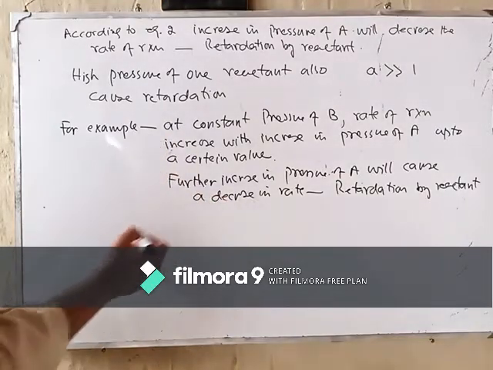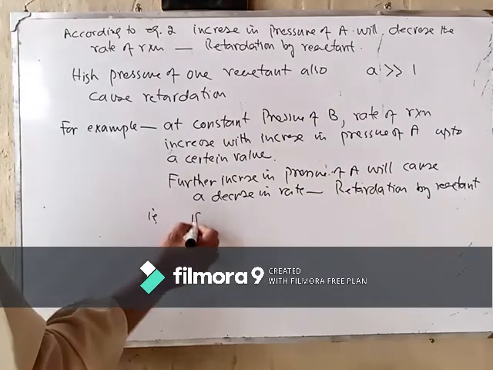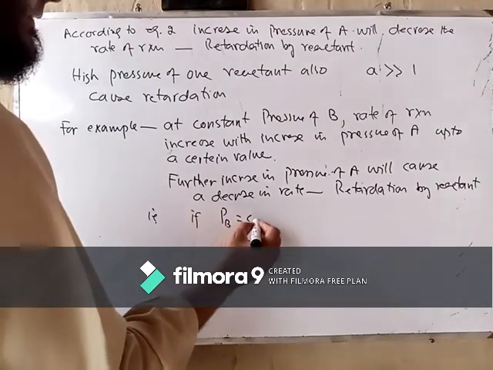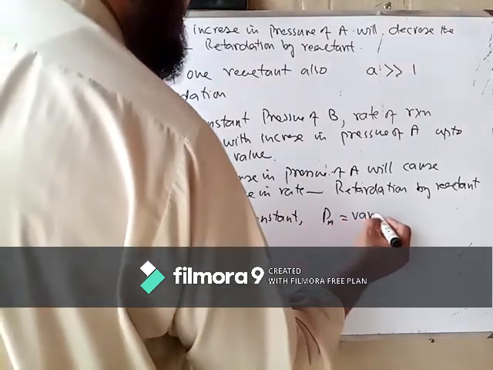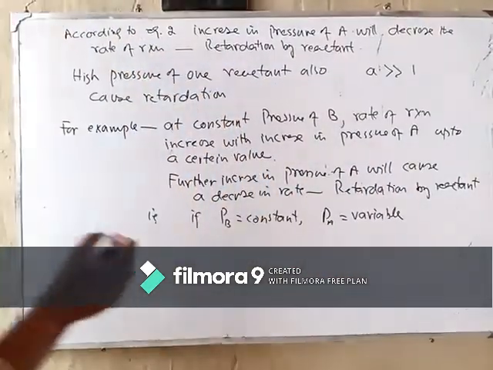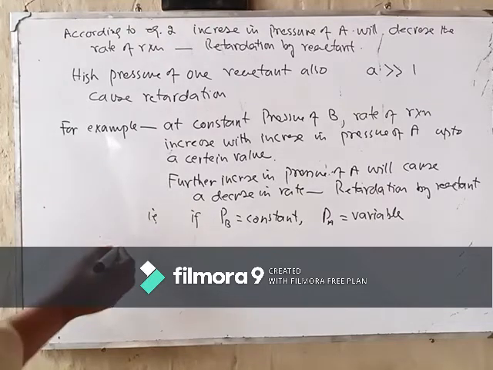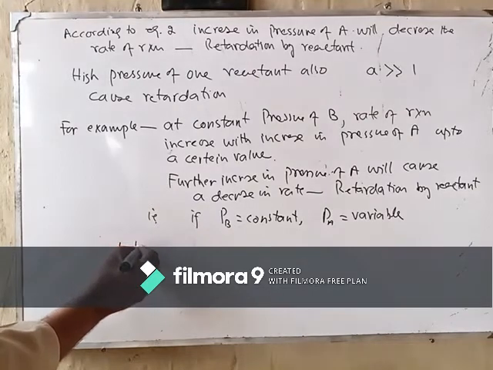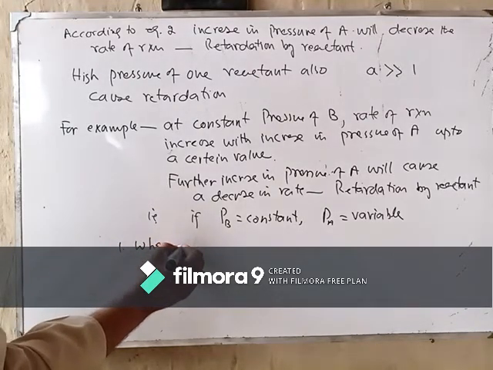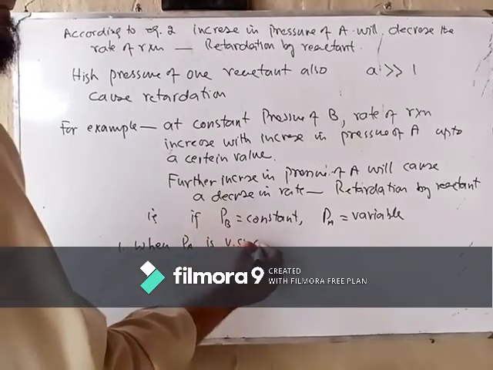So we can write this mathematically. If pressure of B is constant and pressure of A is variable, then rate varies with pressure of A. There are then two cases. Number one, when P_A, that is pressure of A, is very small.